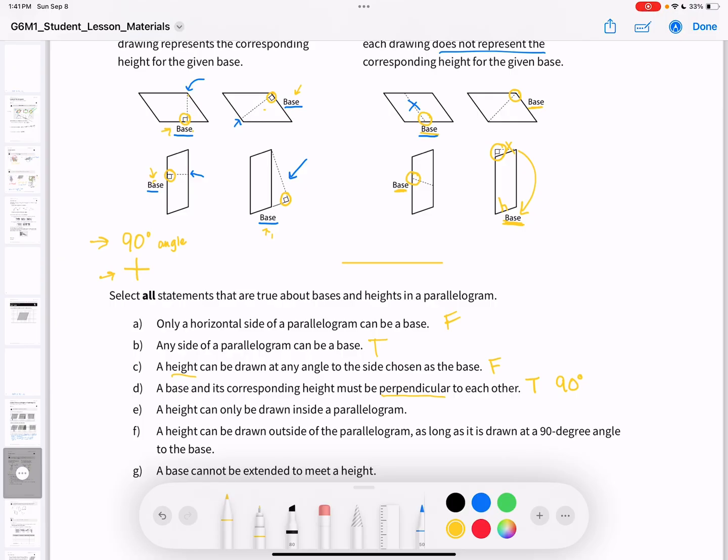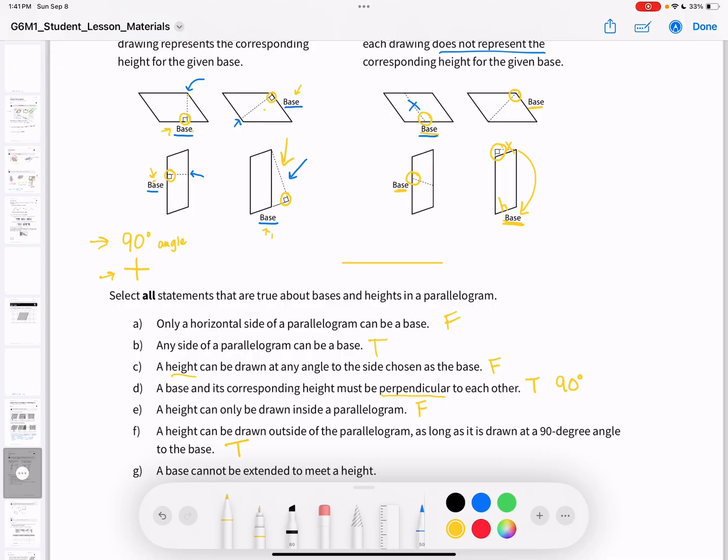A height can only be drawn inside a parallelogram. Well, that's not true because right here we have a height drawn outside of the parallelogram. So this is false. A height can be drawn outside of the parallelogram as long as it's drawn at a 90-degree angle to the base. Yeah, but it has to be a 90-degree angle to the base. So this is true.